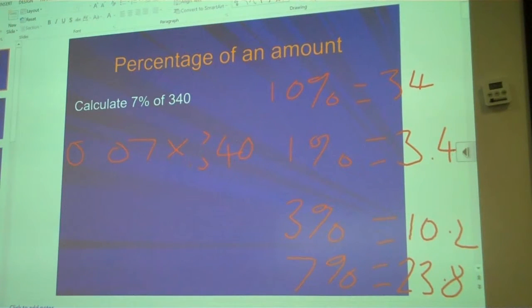If it's 110%, what do you think it's going to be? Brilliant, 1.1. So if I am calculating 7%, I'm saying 0.07 multiplied by 340.